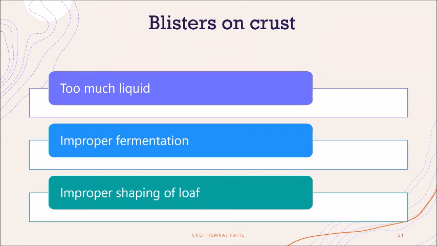Improper fermentation. If the fermentation is not uniformly done in the dough, then wherever there is more yeast, more gases will form and more air pockets would be there. And the last one is improper shaping of bread. When you give a shape, in the places where the gases are not removed properly, where the punch down is not done properly, there the blisters will form.